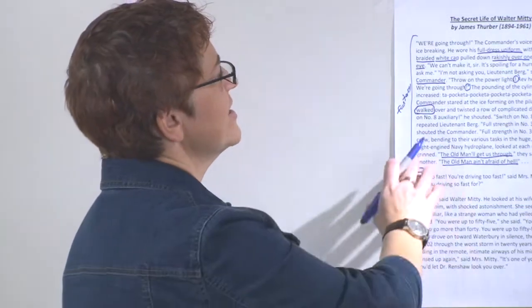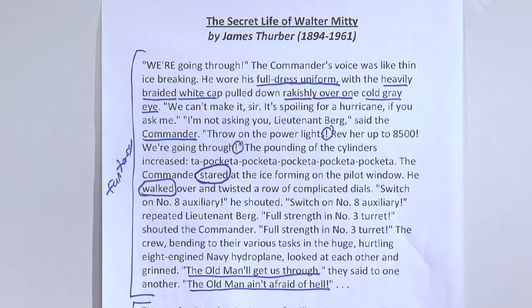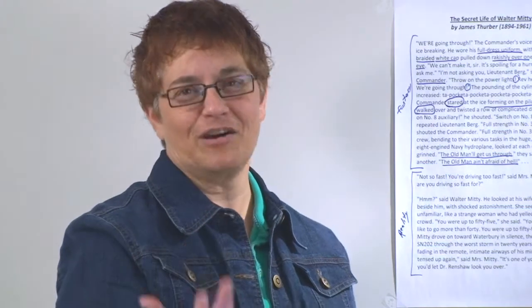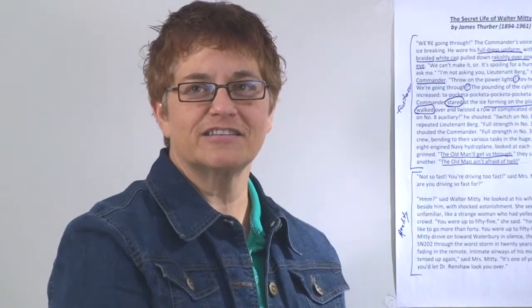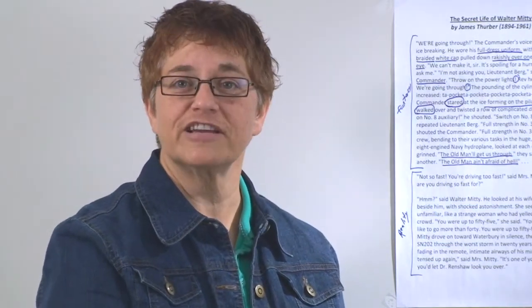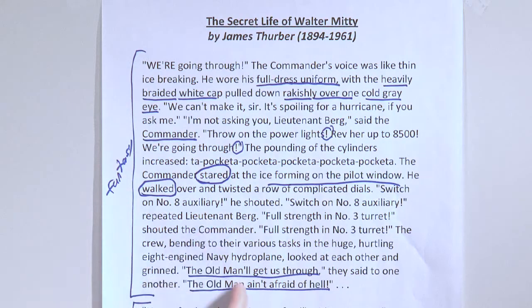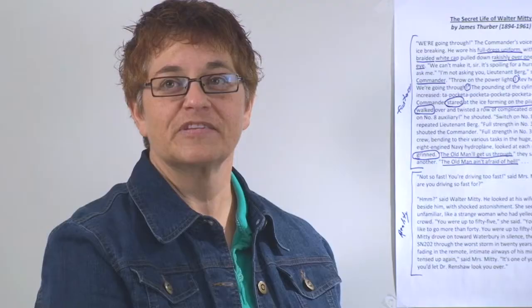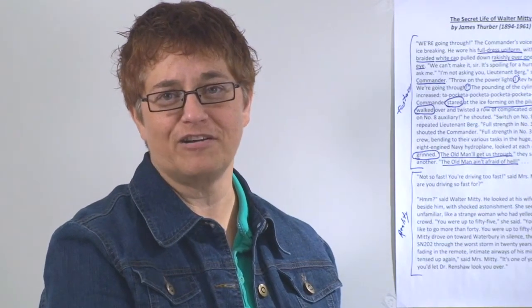What else? He stares at the ice. Okay, and where's the ice? It's forming on the window. But he's not panicking about this. He just stares at it. Okay? So the way he's reacting tells us that he is very much in charge and not afraid. And yet his men, for most of this section at the top, seem to be afraid. But when we get down to the end, oh, they're grinning. And they say to one another, "The old man will get us through." So they have a great deal of confidence in the commander, which again tells us something about the commander himself.